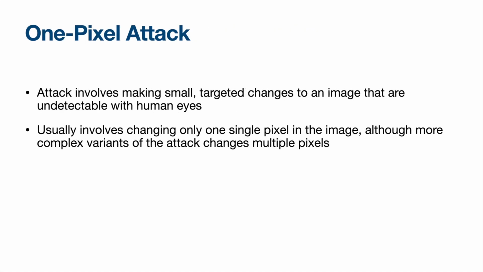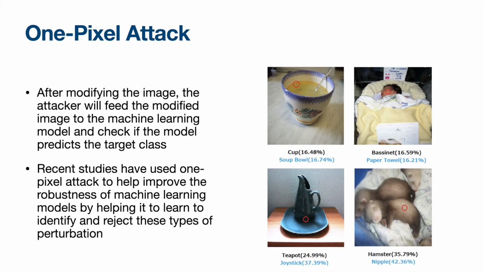Next, one-pixel attack. One-pixel attack is a type of adversarial attack which involves making small targeted changes to an image that are undetectable with human eyes, but can cause a misclassification in the machine learning model. One-pixel attack usually involves changing only a single pixel in the image, although more complex variants of the attack can involve changing multiple pixels. To perform a one-pixel attack, the attacker will typically start with a reference image and a target class for the attack.